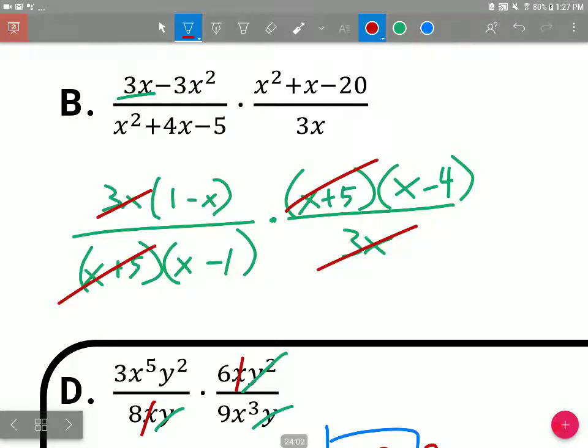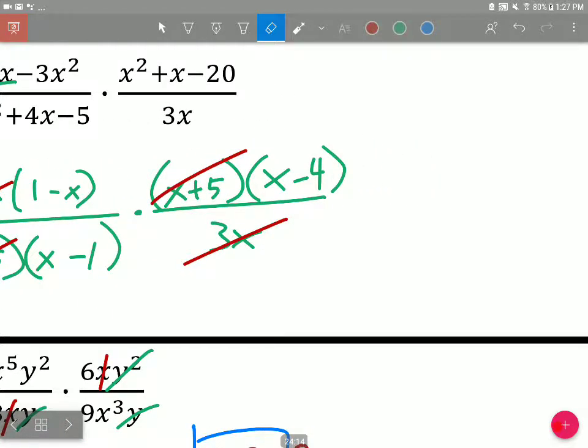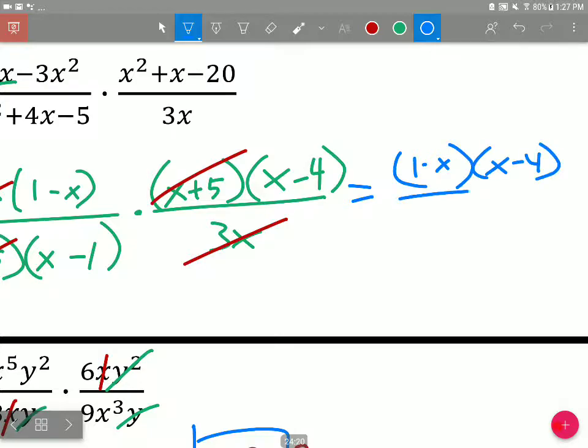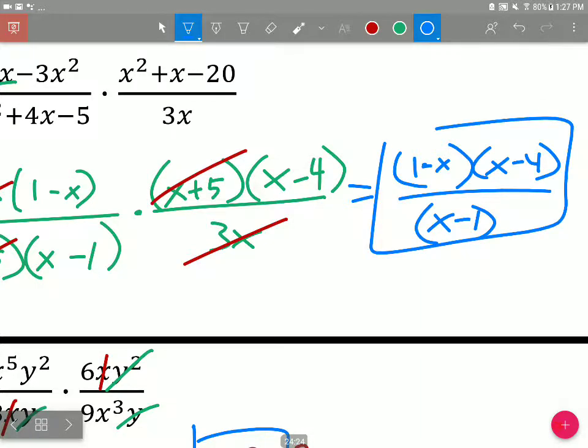No. Are they the same? No, because if I put them in the right order, this would be a negative x plus 1 if I switched it around in the right order and got them in the same order. So I cannot get rid of them. So what I'm left with is negative x minus 4, over x minus 1. And that's your answer, which is still a little convoluted, but nowhere near as bad as the original.